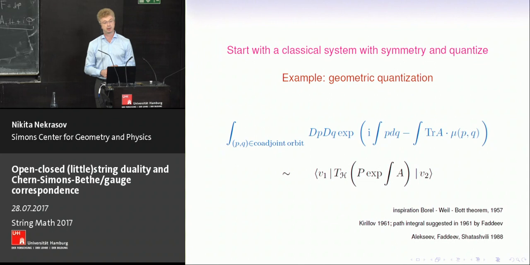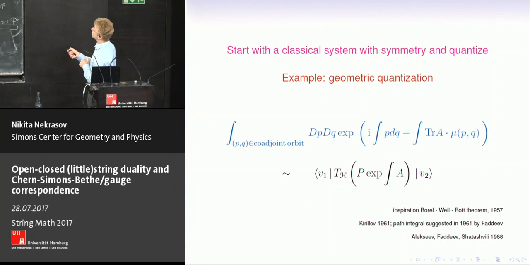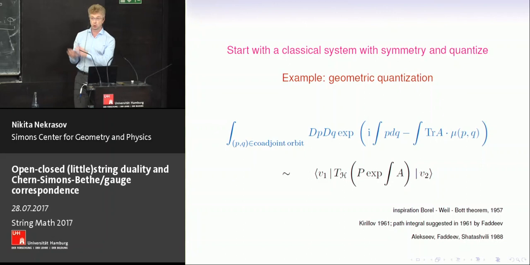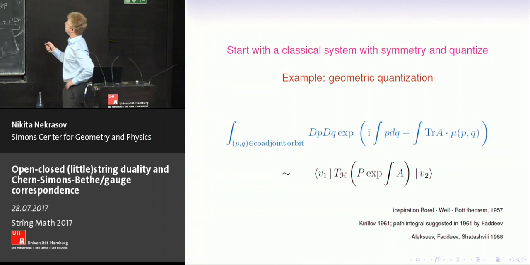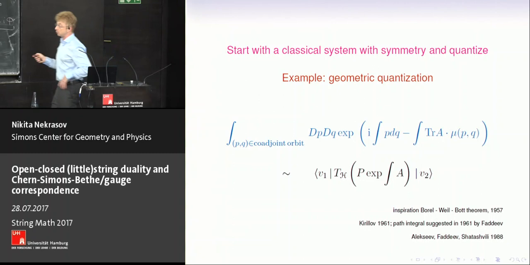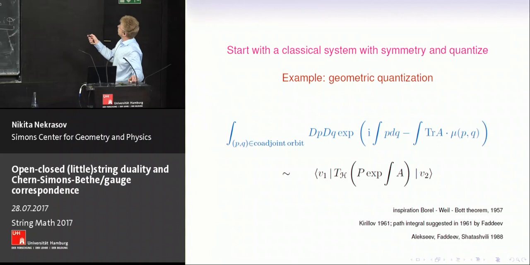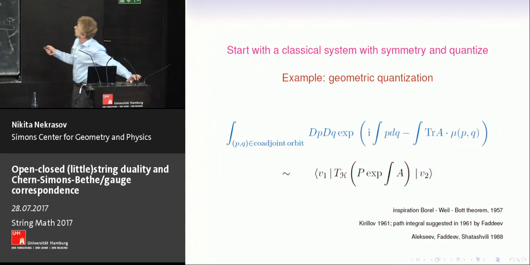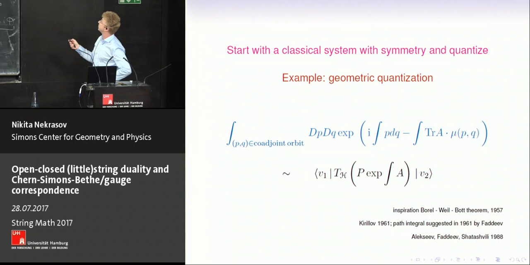You start with the coadjoint orbit of some group. The coadjoint orbit is a homogeneous space for the group. The group acts on it explicitly, preserves the symplectic form, and then you write the path integral with the inverse of the symplectic form. It is not globally well-defined, but the integral will be well-defined if the orbit is quantized in a certain sense. And then you couple it to the moment map for the group action, to some background gauge field, and out comes the matrix element of the path-ordered exponential of this gauge field in the representation of the group corresponding to its coadjoint orbit. So that's the geometric quantization.